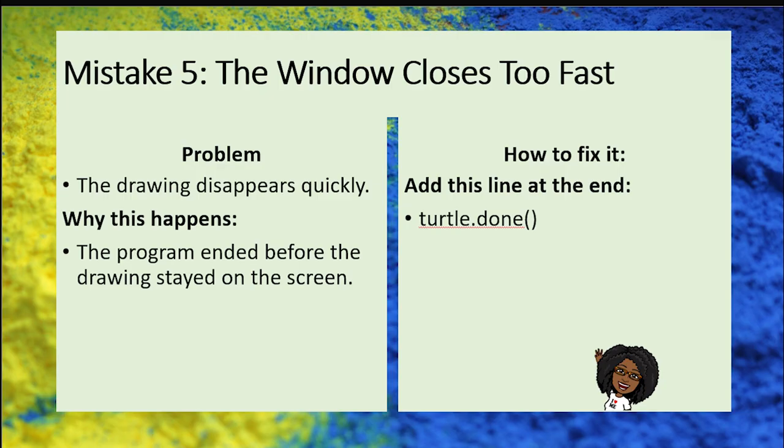Mistake number 5. The window closes too fast. Problem: the drawing disappears quickly. Why does this happen? The program ended before the drawing stayed on the screen. Here's how to fix it. Add this line at the end, turtle.done.